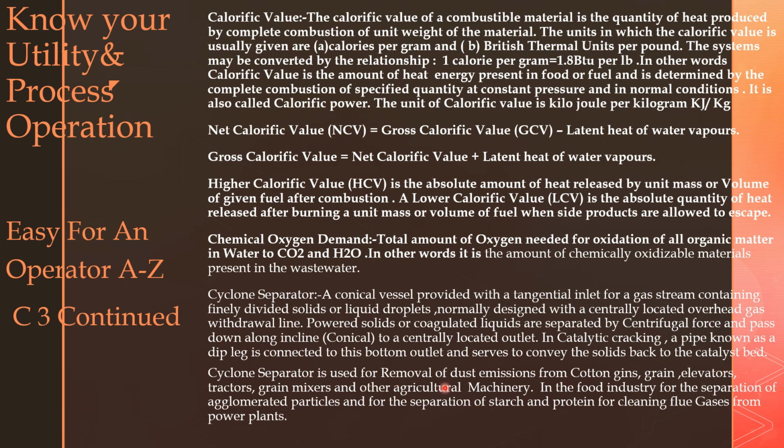Cyclone separator is used for removal of dust emissions from cotton gins, grain elevators, tractors, grain mixers, and other agricultural machinery. In the food industry, it is used for the separation of agglomerated particles and for the separation of starch and protein, and for cleaning the flue gas from power plants and cement plants. You can see the schematic diagram and operation in the next slide.